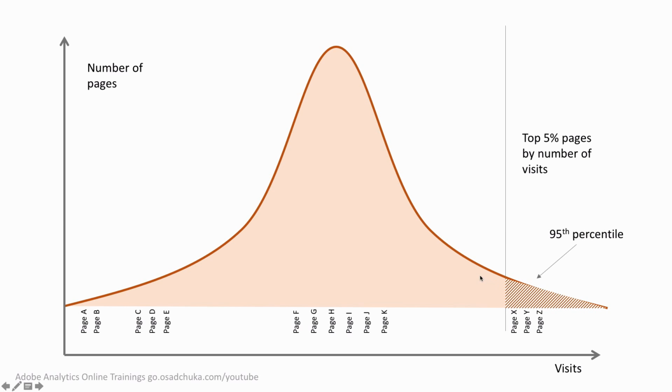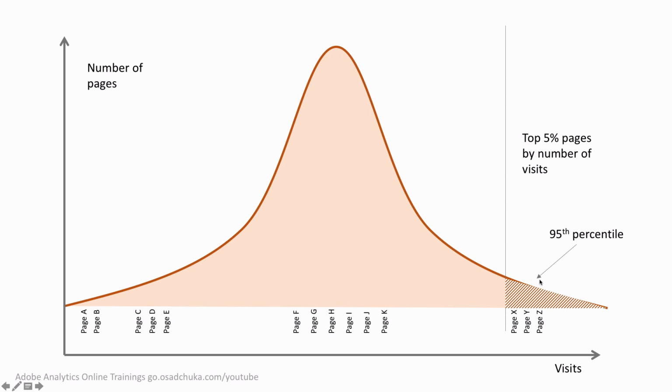So now let's have a look at what the percentile is. If you want to look, for example, at the top 5 pages by number of visits, you are interested in this part, and this is what is called the 95th percentile. If you want to look at the top 10 pages by number of visits, then it will be this part, and this will be the 90th percentile.